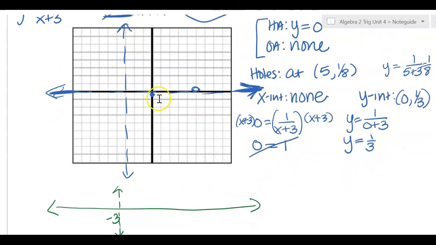Guys, I must be having a bad day with my positives and negatives, because that was a y, 1/3, and I definitely did not put that in the right spot. So sorry, go back real quick and fix that.